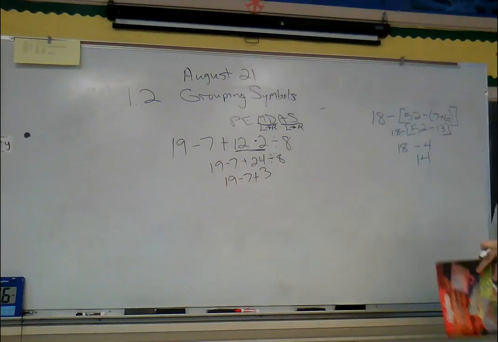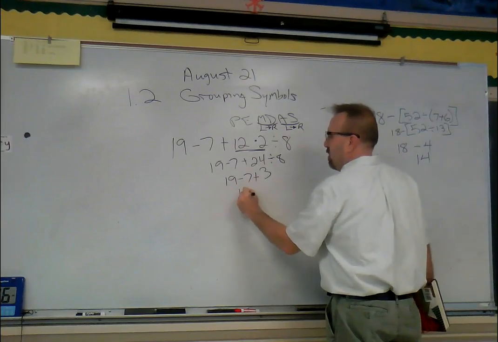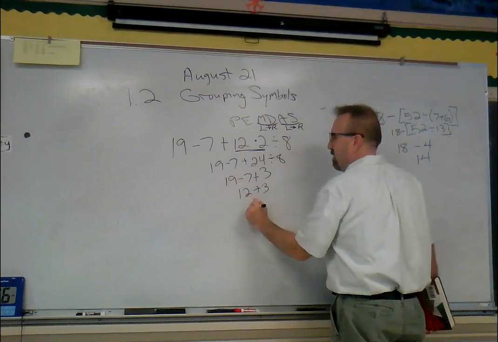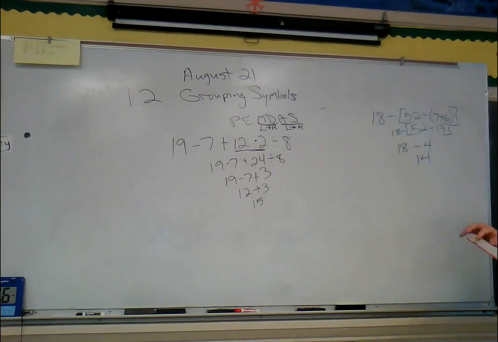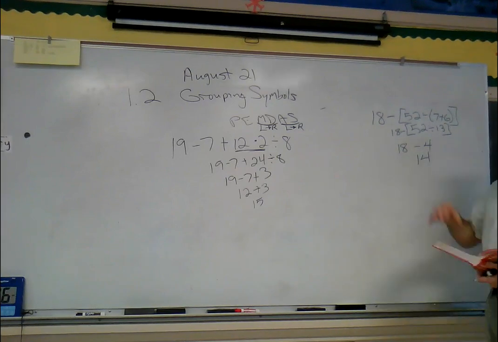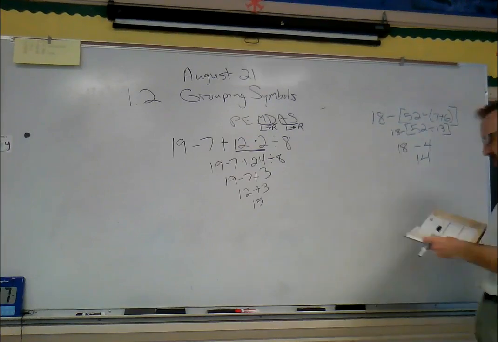Now we look at left to right. So 19 minus 7 is 12. Plus 3 is 15. So again, most of this is not new. It's order of operations you've done several times starting probably 6th grade. Our newest part today is when we have the grouping symbol between the fractions, or in the fraction.